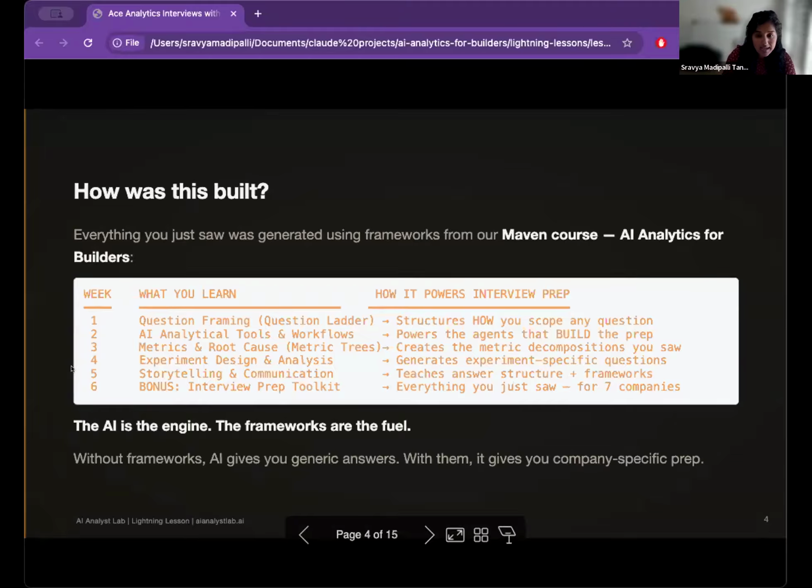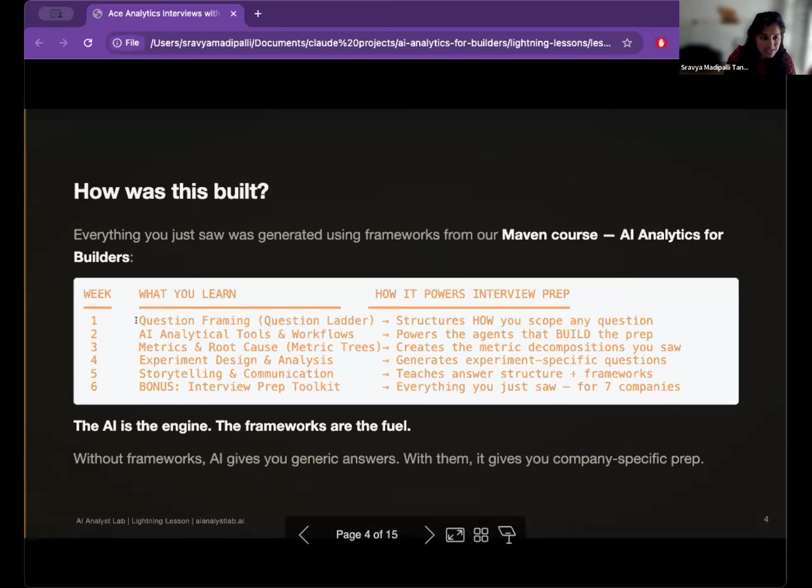Okay, so now how was this built? Whatever I shared with you, how did I go ahead and build this? Everything you just saw was generated using frameworks from our Maven course. We have a Maven course that's coming up literally in 5 days. It's called AI Analytics for Builders.